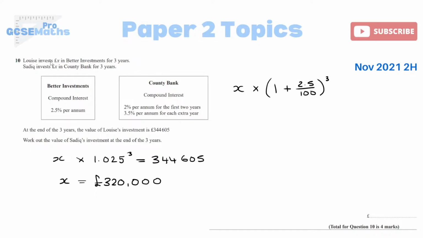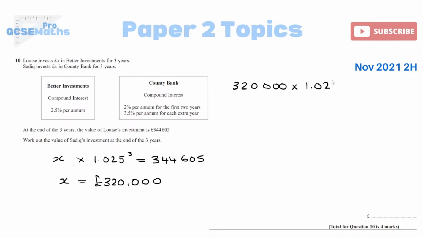Now that I know how much the initial investment was for Louise, it's obviously the same for Sadiq, isn't it? So that's fine. So now I can move on to Sadiq because I now know what he was investing initially. Now for Sadiq, we're kind of working in the correct direction, but he has got a split interest rate. So we're starting out with our £320,000, timesing it by, and again, using that formula, 1.02, well, that's the same as 1 plus 2 over 100.